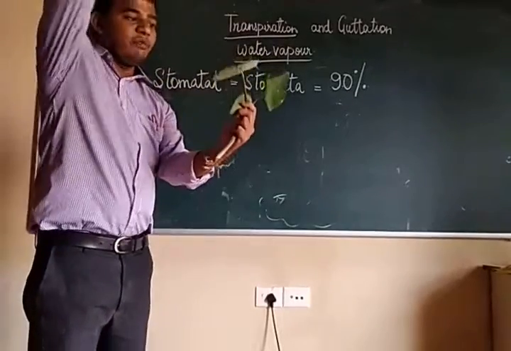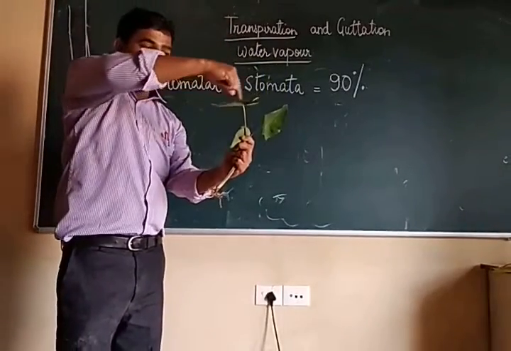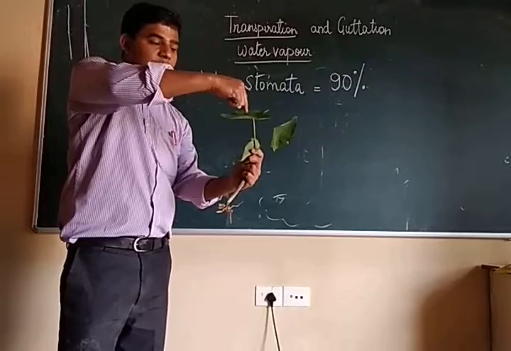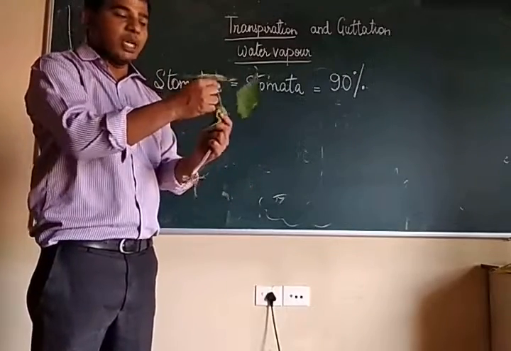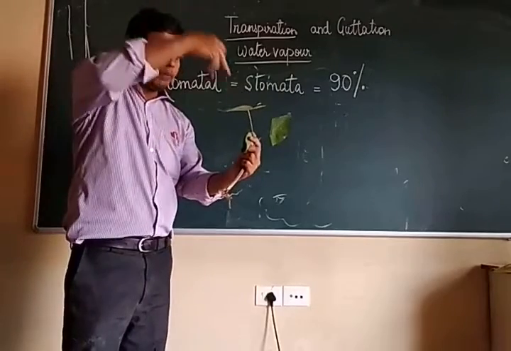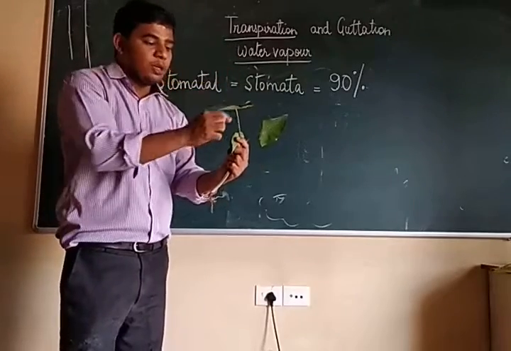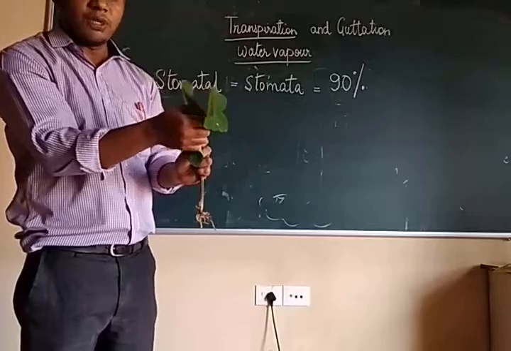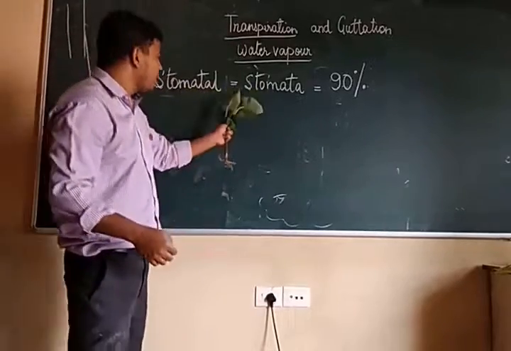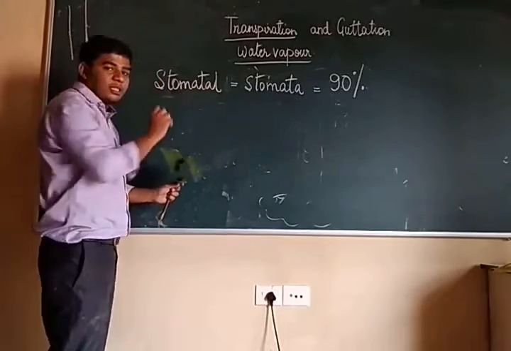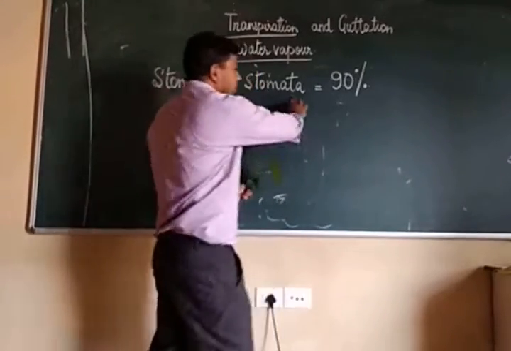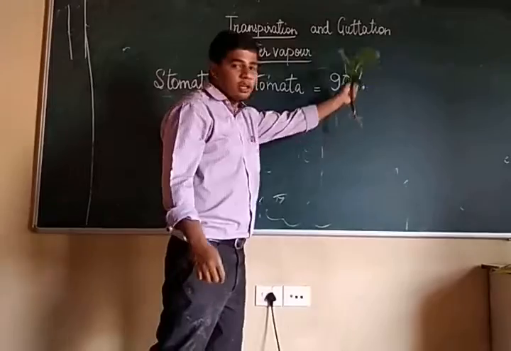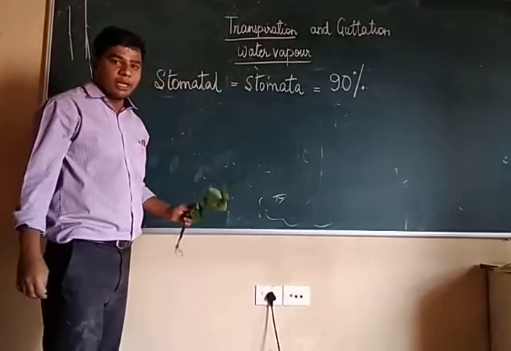Because the sunlight will fall directly on the upper surface, where the number of stomata is less, and it will not fall directly on the lower surface. So it will prevent excessive transpiration, because most stomata are present on the lower surface. Got it? This is stomatal transpiration, the first type of transpiration, which takes place through stomata, and almost 90% of water is lost through this stomatal transpiration.